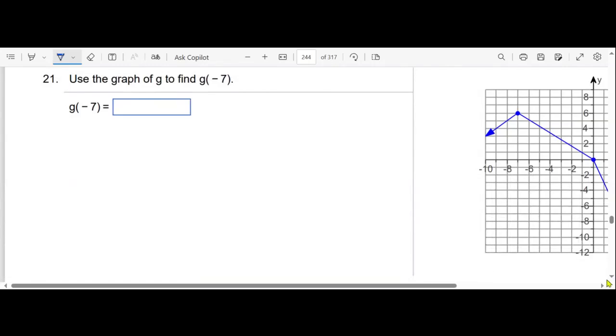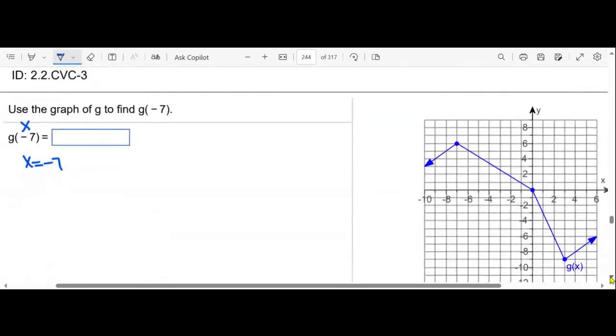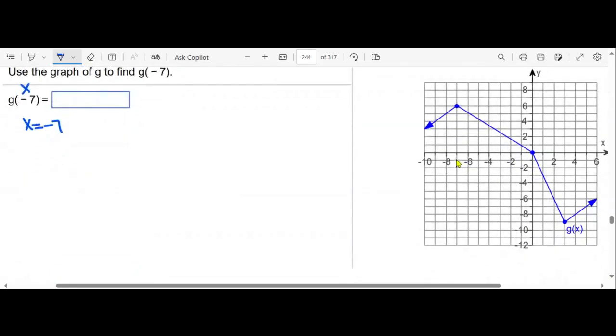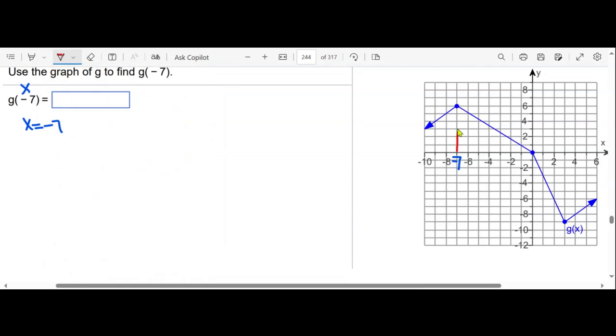Use the graph of g to find g of -7. What is x here? -7. So what is x here? This is x, right? Yes. What is -7? Here, between. -7 here. So you go up, you go to the right. The answer is what? 6. Good. Next.